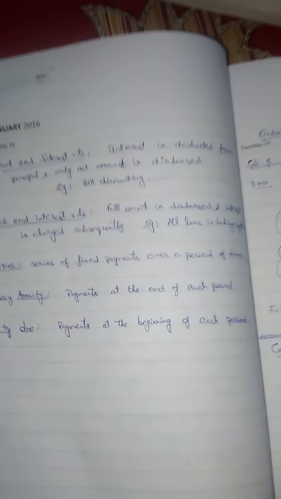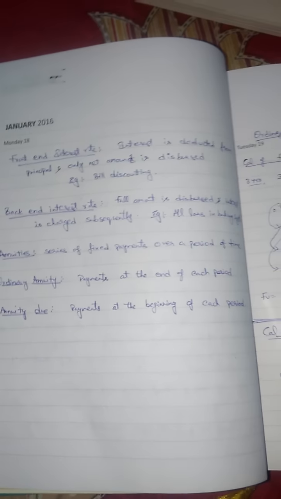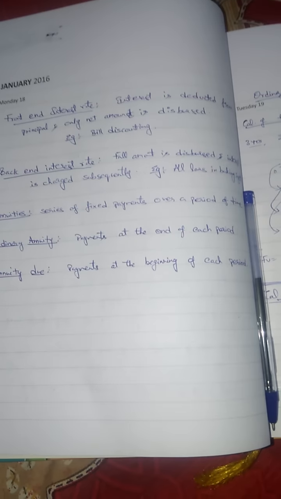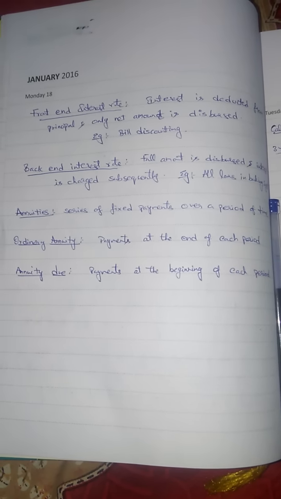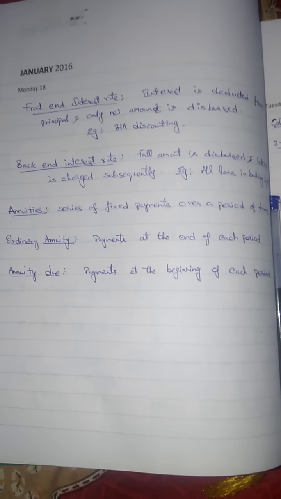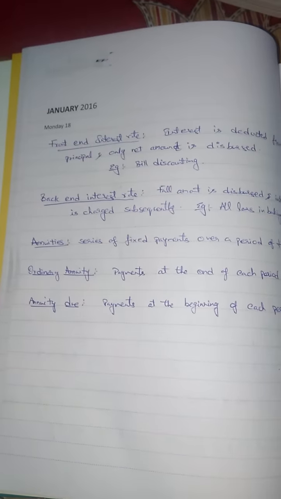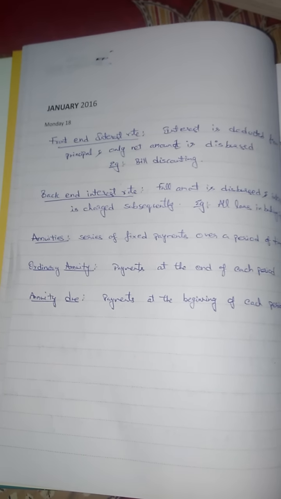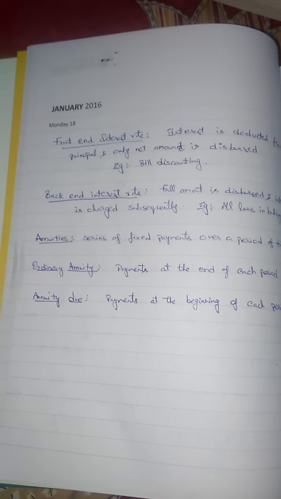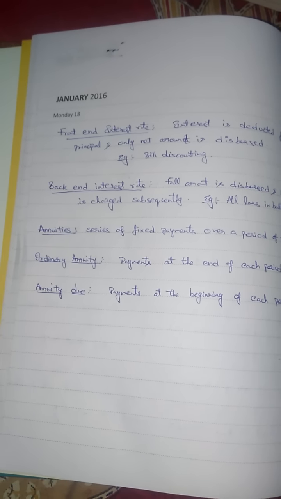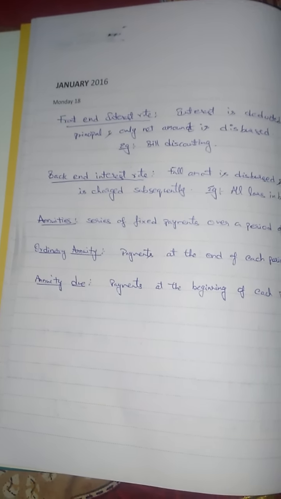Then some other basic concepts: front end interest and back end interest. They are basically classified based on the period when interest is being levied. If interest is being levied at the initial period, at the start of taking the amount, then it is called front end interest. And if interest is paid at the back end, that is after the amount is taken, it is called back end interest. In front end interest, whenever you are taking some amount, the interest is deducted and the net amount is given to you by the lender.